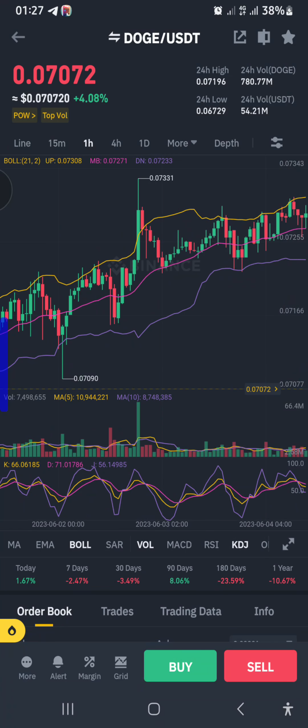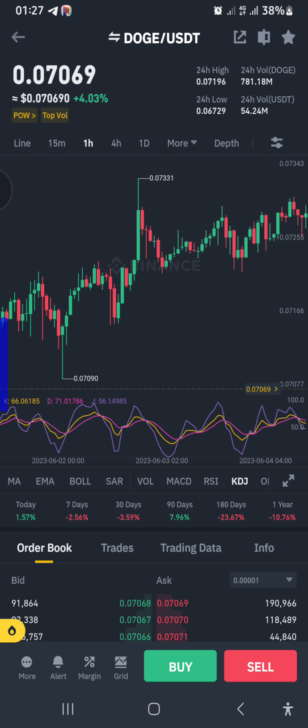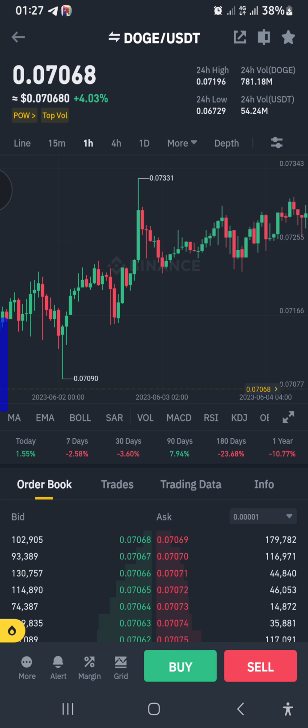So mixing these two indicators together with MA and EMA actually makes a very huge difference and gives a precise and accurate technical analysis on Binance before you enter a trade. So that's how you can use Bollinger Band and KDJ to trade on Binance. In my next videos, I'll be discussing how you can use volume and RSI indicators on Binance.